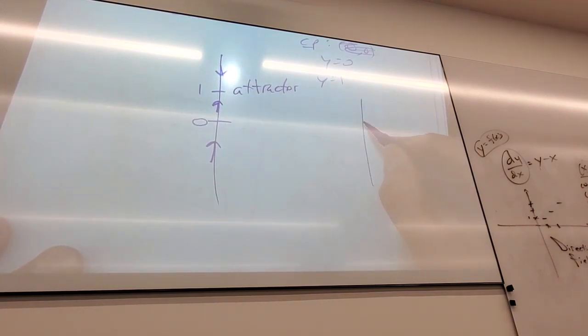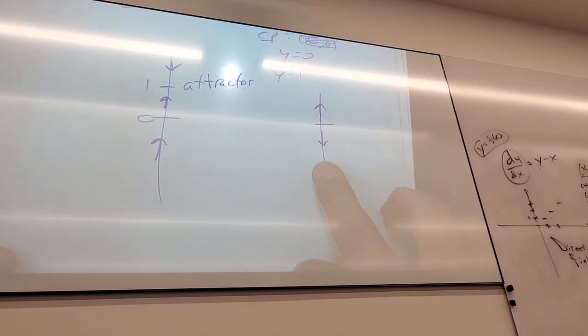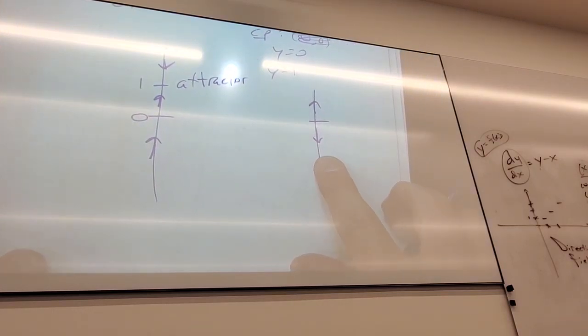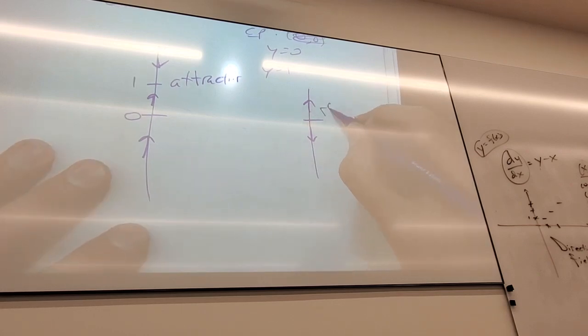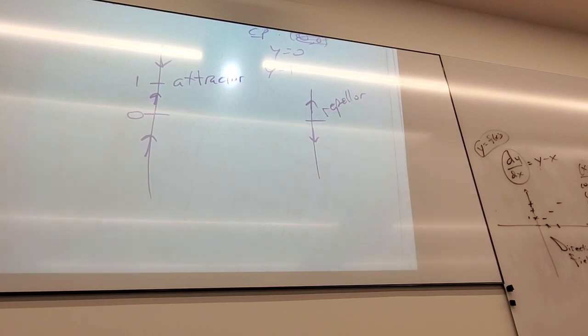Now, if I had one that was like this, just to show you an example, what do you think I'd call that? Instead of attracting, I am repelling. Yes, Jeff, you are repellent. I think that's a repeller. Okay.